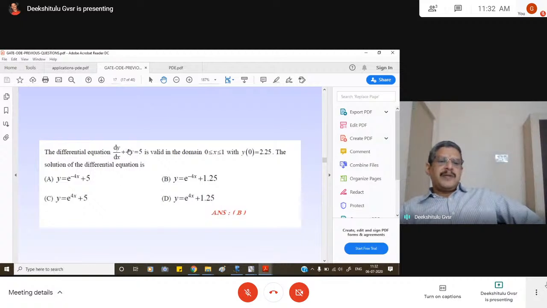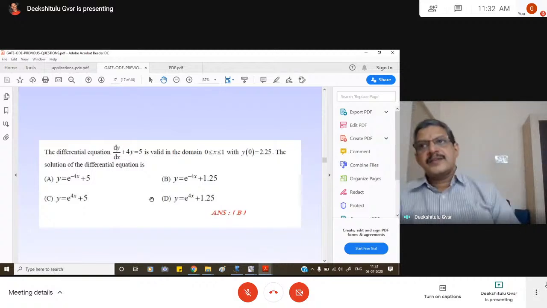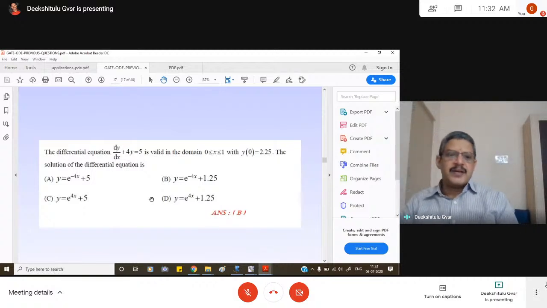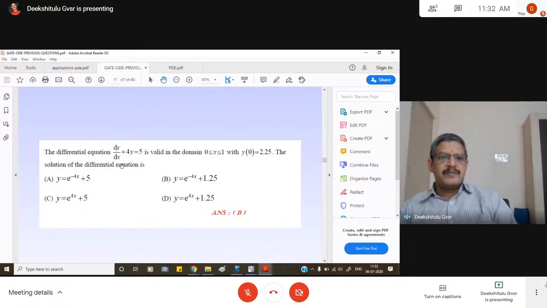The differential equation dy by dx plus 4y is equal to 5 is valid in the domain 0 less than or equal to x less than or equal to 1 with y at 0 is equal to 2.25. The solution of the differential equation is, so again, this is a linear equation, and it can also be considered as a variable separable equation because dy by 4y minus 5, this is 5 minus 4y, right? dy by 5 minus 4y is equal to dx. You simply solve this equation, minus 1 by 4 log of 5 minus 4y is equal to x plus constant. So that's how you can solve this equation. Otherwise you can solve it as a linear equation also.